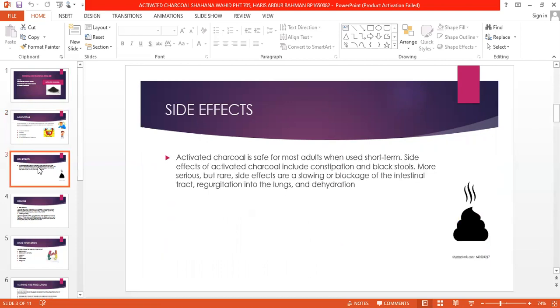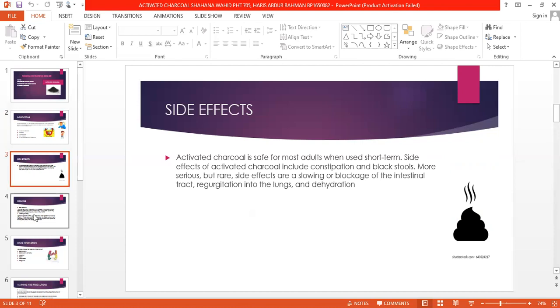Generally, activated charcoal is safe for adults when it is used in a proper, controlled manner. Like everything else, it also has side effects, which include constipation and black stools. More serious but rare side effects are swelling or blockage of the intestinal tract, regurgitation in the lungs, and dehydration.